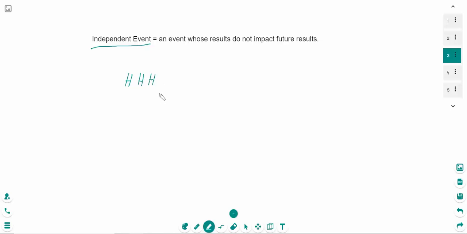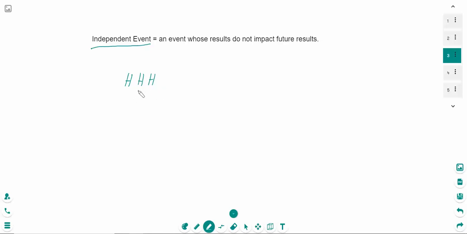Well, think about that for a second. It might throw you off a little bit. Does it matter that I just got 3 heads in a row? Is that somehow going to influence my 4th toss? Well, the answer is no. It's not going to influence that 4th toss. It's just as likely on that 4th toss that I'll get heads as it is that I'll get tails. The probability hasn't changed.